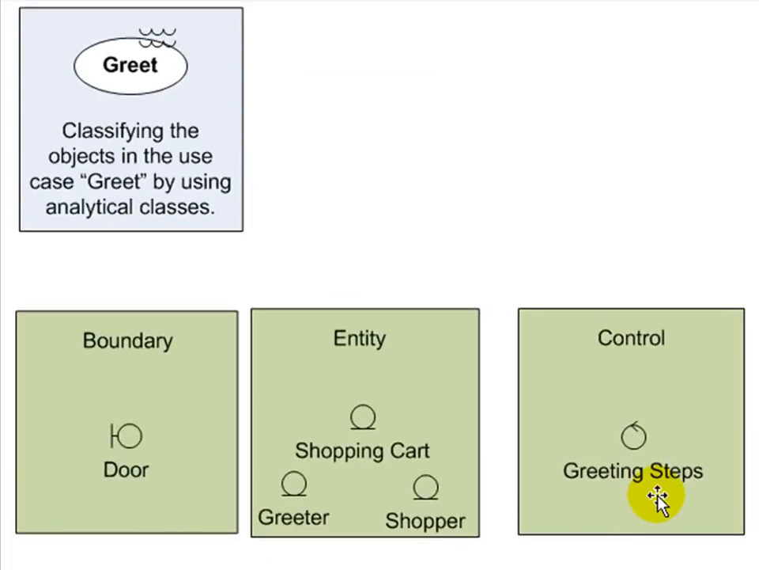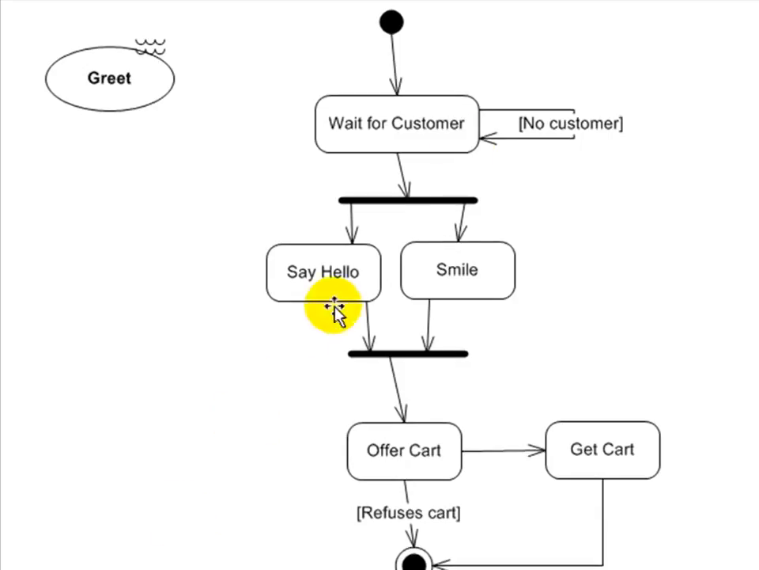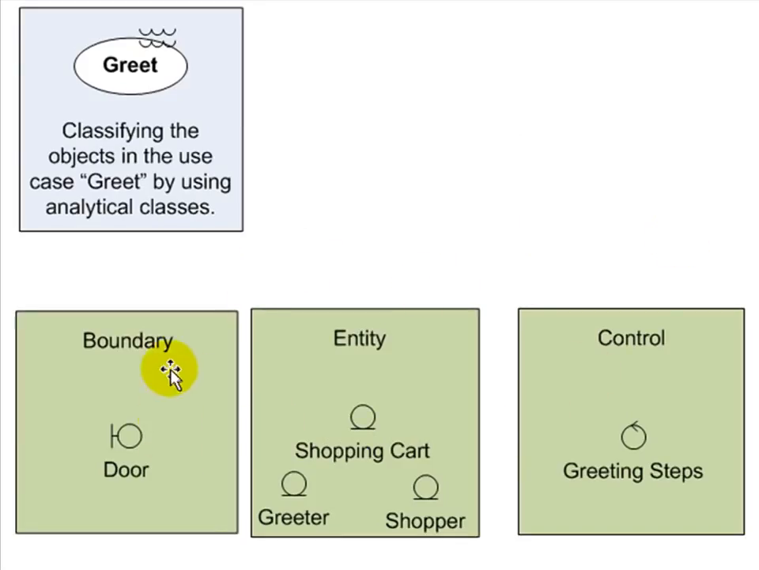So a quick review. I have a use case of a greeter who greets. I have taken that C-level use case and created an activity diagram for it that describes the sequence of events. Based on that sequence of events and the details and the elaboration of that use case, I was then able to determine the classes, the classifications of the objects that are used from an analytical standpoint in this particular process.